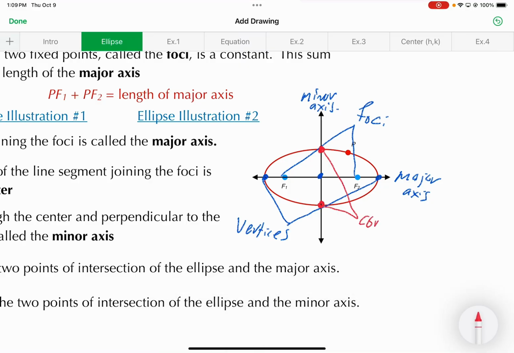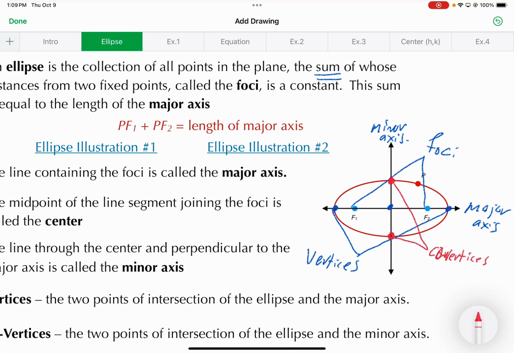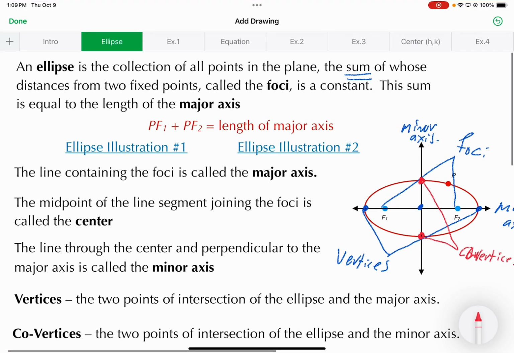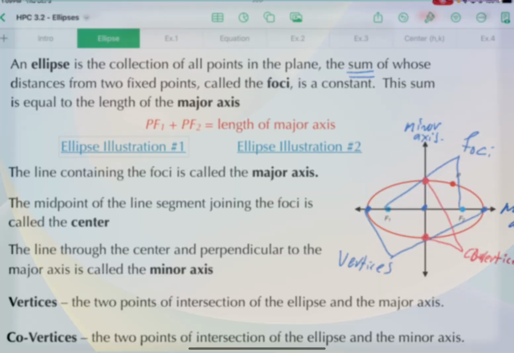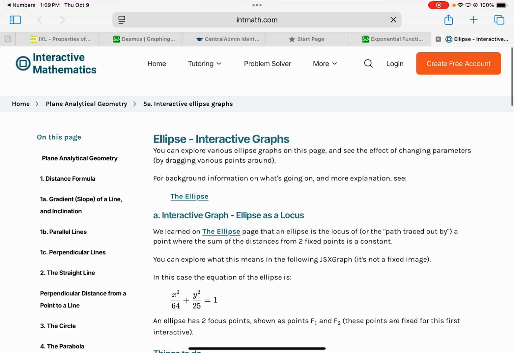All right. Now, to understand how an ellipse works, I have a couple of illustrations that I think will be beneficial for you, okay? So again, the first one I want to talk about is the definition. The sum of whose distances from two fixed points, called the foci, is a constant. So if I pull up this illustration here, feel free to follow along if you want to, or just look up on the board, either way.